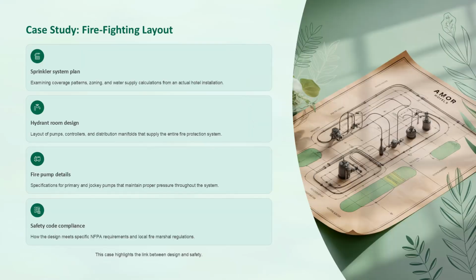Case study: fire fighting layout. Let's now review a case study of fire fighting layouts. The plan shows sprinkler zoning and coverage. It includes hydrant room design with pumps and controllers. It highlights primary and jockey pump specifications. It demonstrates compliance with NFPA requirements.